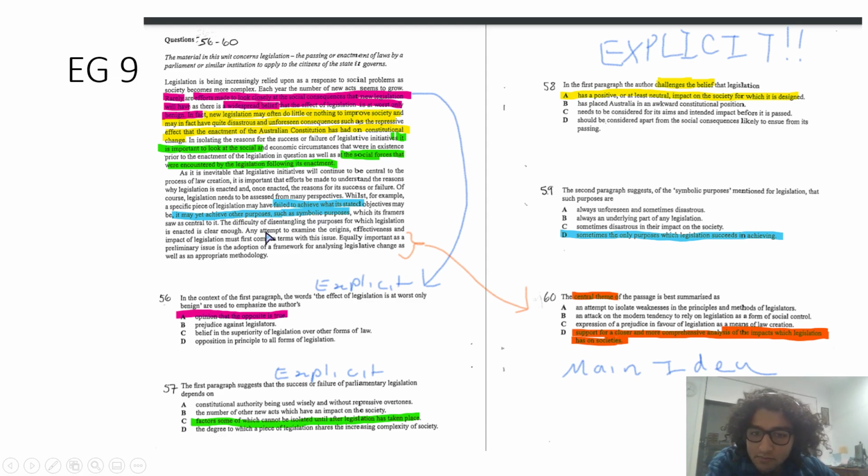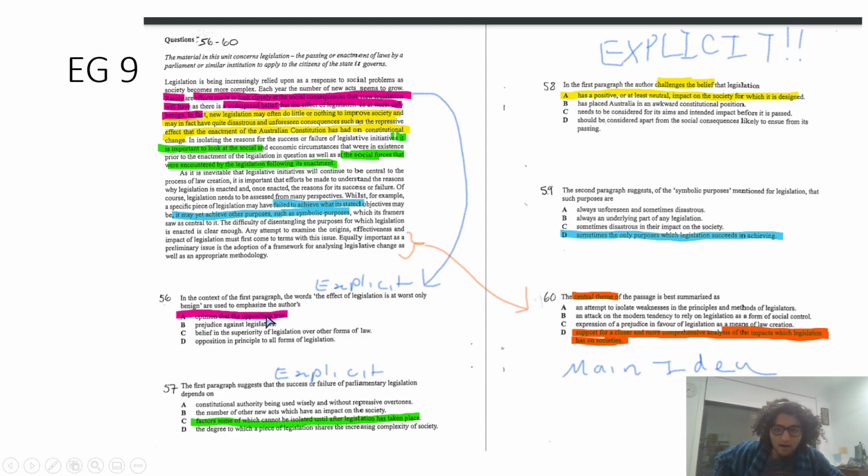Okay? These words, at worst only benign, are used to emphasize what? A. The author's opinion that the opposite is true, B. prejudice against legislators, C. belief in the superiority of legislation, D. opposition in principle to all forms of legislation. Let's look at the sentence. It's explicitly saying that rarely are efforts made to look closely, right? Because there's a widespread belief that the worst thing a legislation can do is, I don't know what this benign means, but I'm guessing that it means it doesn't make it worse. It just keeps it okay or the same, right? So at worst, the legislation only makes things okay.